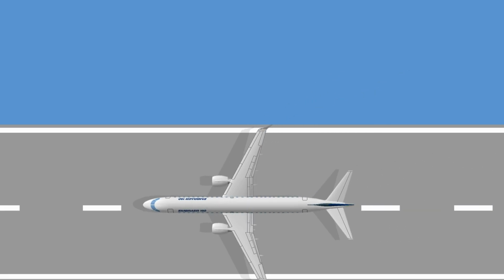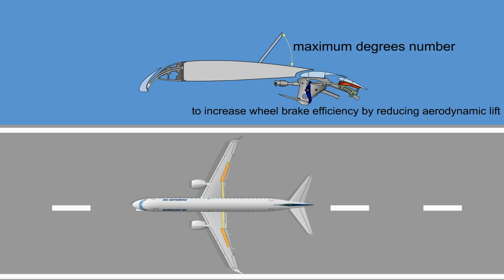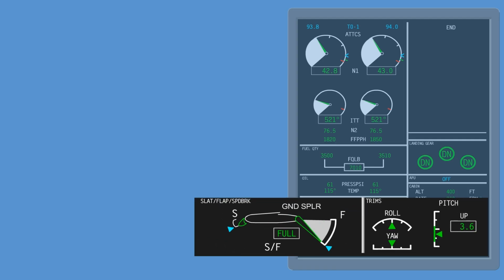After touchdown, the FCM units will automatically command all multifunction spoiler and ground spoiler surfaces to the fully extend position in order to increase wheel brake efficiency by reducing aerodynamic lift. Note: a white ground spoiler indication displays after airplane touchdown and below 50 knots of ground speed.